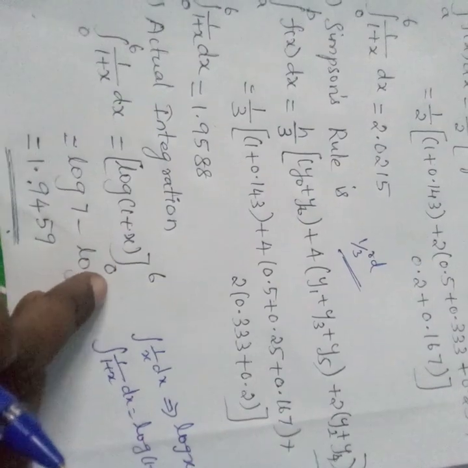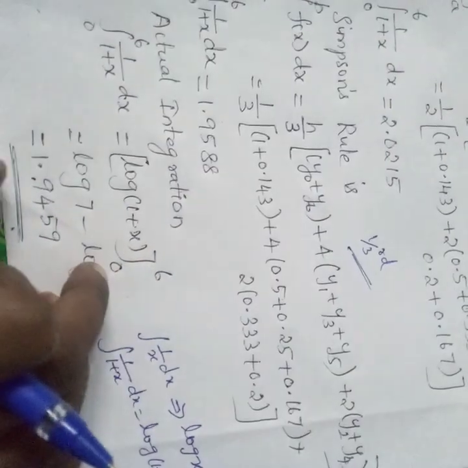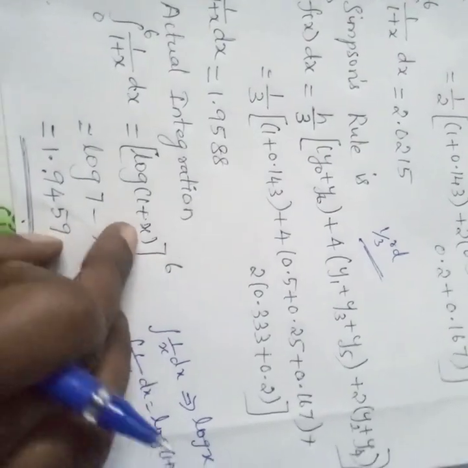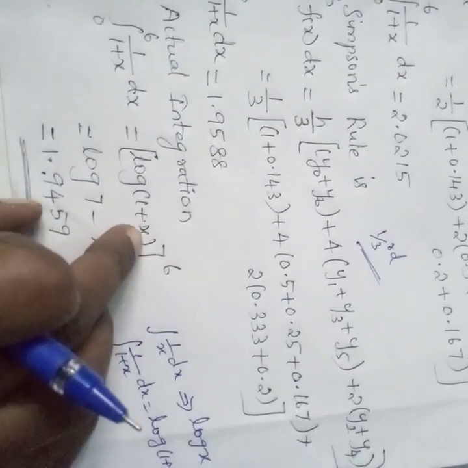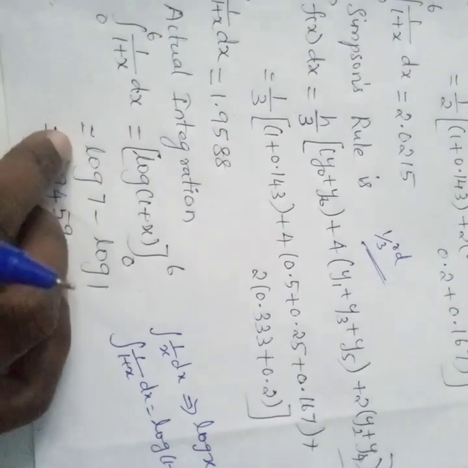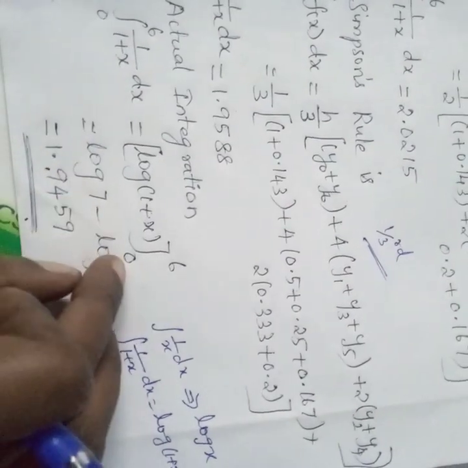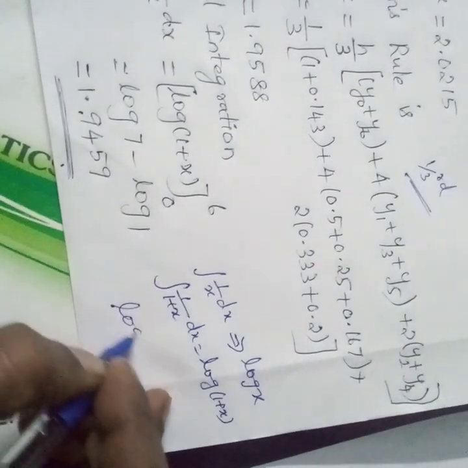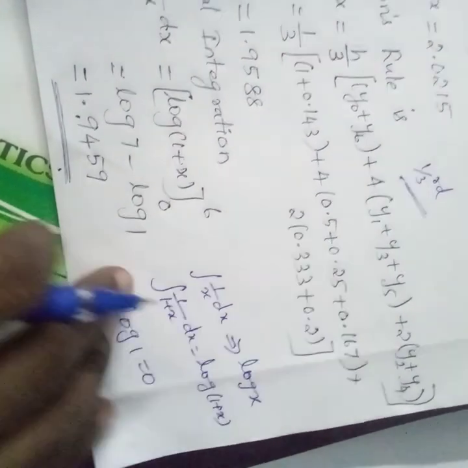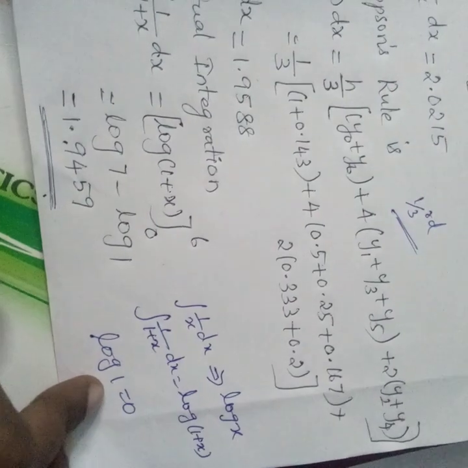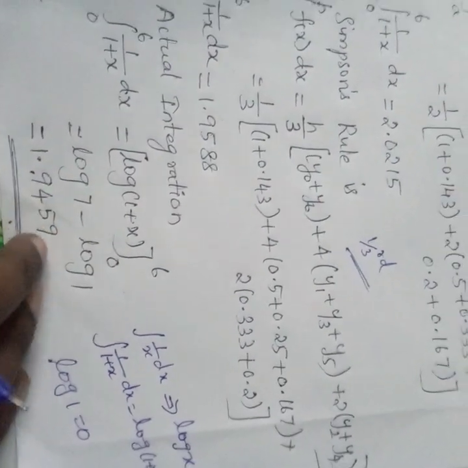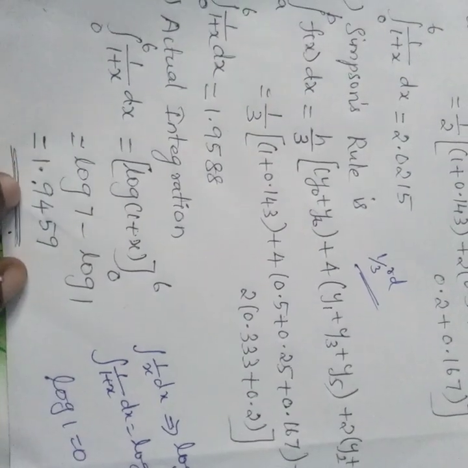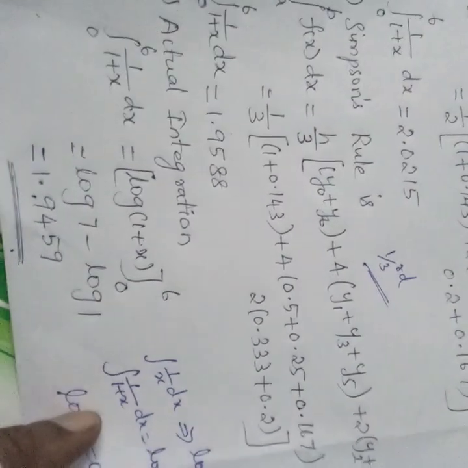Now substitute that: upper limit minus lower limit. Okay, upper limit is 6 and lower limit is 0. So limit is for x. So in the place of x you put 6. So 6 plus 1, 7. That means log 7 minus log 1. x value 0, so it is log 1. And log 1 value is 0. So log 7. So from our calculator we get log 7 value is 1.9459.